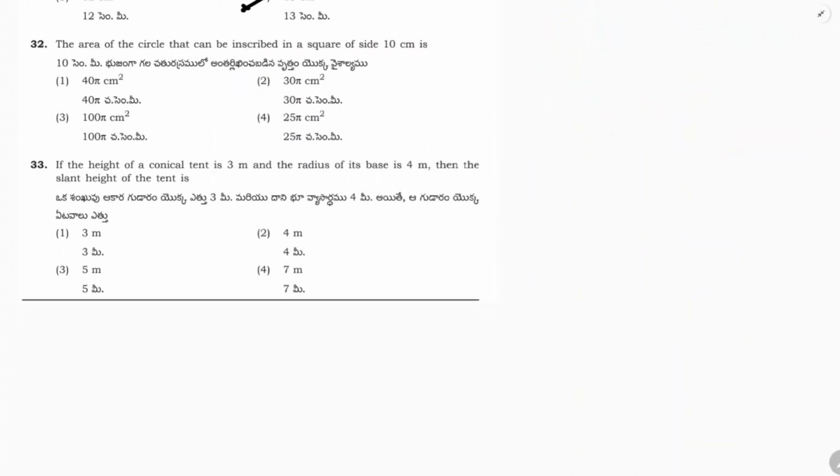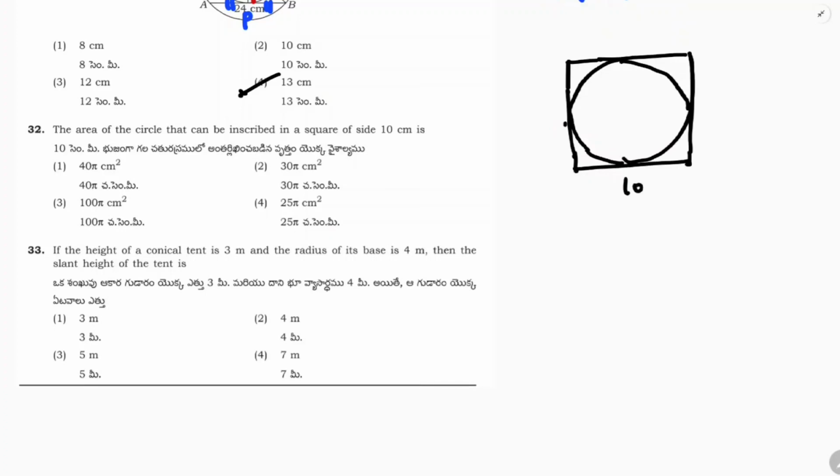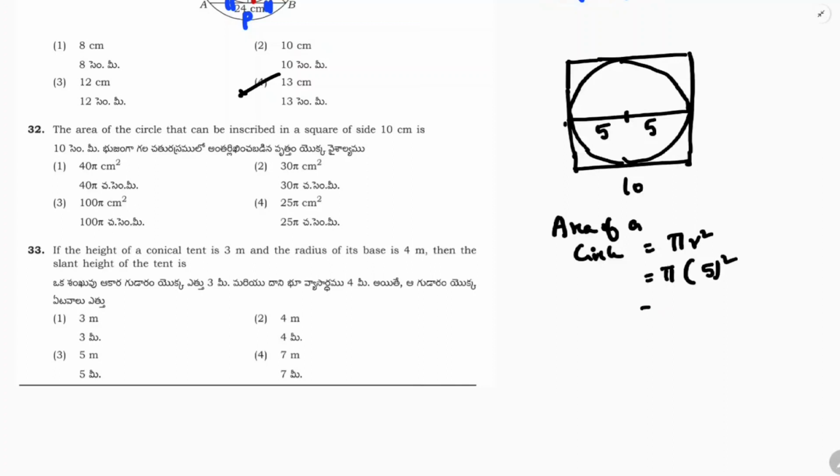Next, the area of a circle that can be inscribed in a square. The square is of side 10 centimeters, and the circle is inscribed in it. So the side is 10, so the diameter is 10 and the radius is 5. So the area of a circle is pi r square, pi into 5 square, so 25 pi centimeters square. So the correct option is 4.